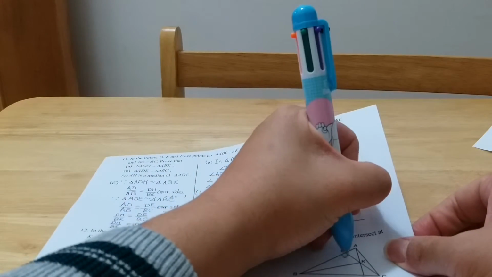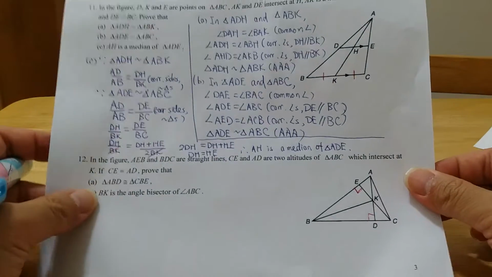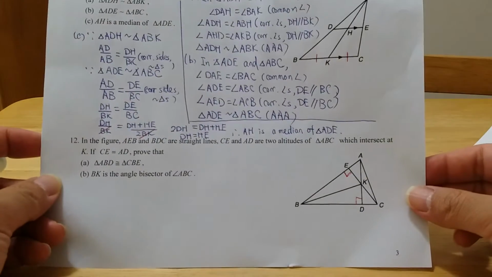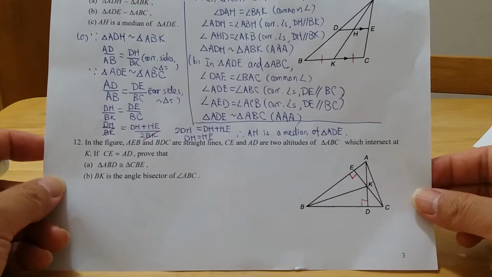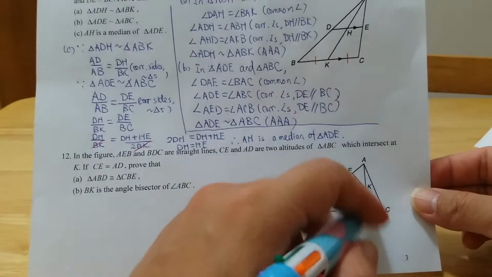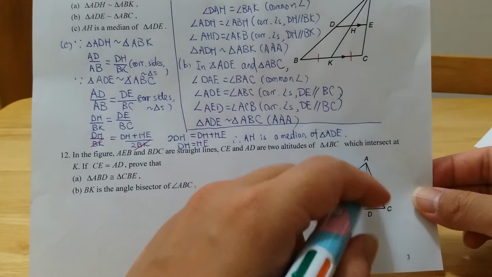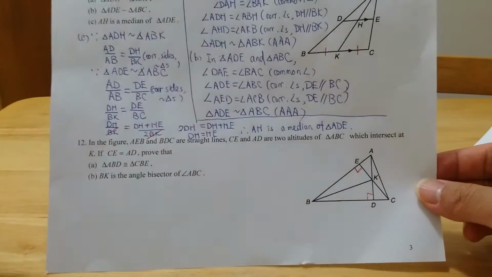Yes, you must write down angle CEB is a right angle and angle ADB is a right angle now, immediately. Okay, next part, which intersect at K. If CD equals AD, we cannot add them together because it's too complicated, but we must use it to prove part A, I think.